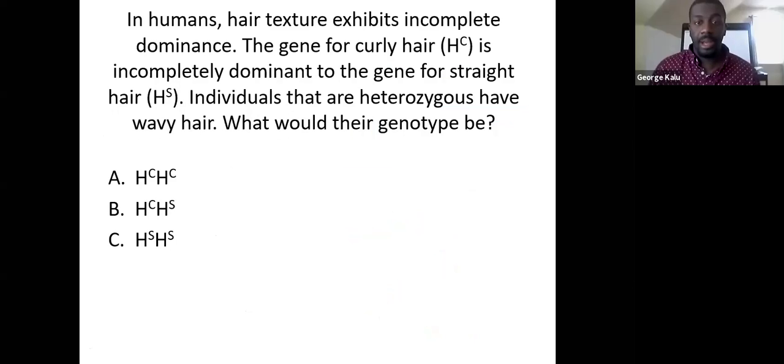All right, so here's an example. In humans, hair texture exhibits incomplete dominance. The gene for curly hair, this probably should say allele, the allele for curly hair, HC, is incompletely dominant to the allele for straight hair, HS. So individuals that are heterozygous have wavy hair. If we have wavy hair individuals, what would their genotype be? Would it be HCHC, HCHS, or HSHS?